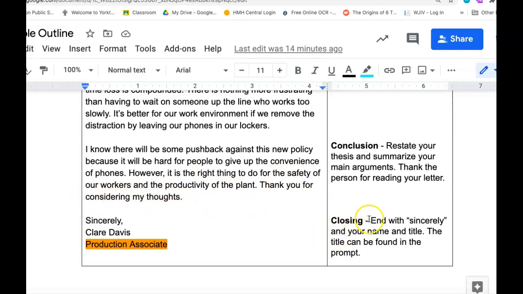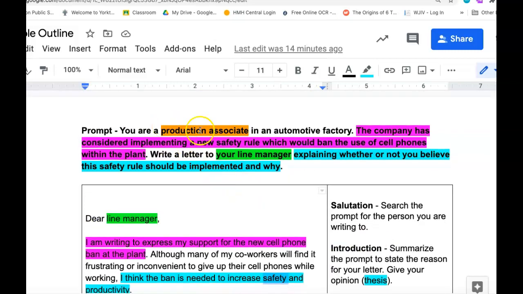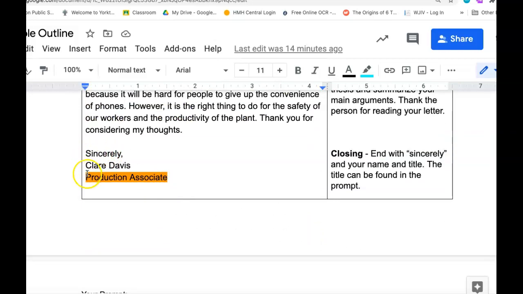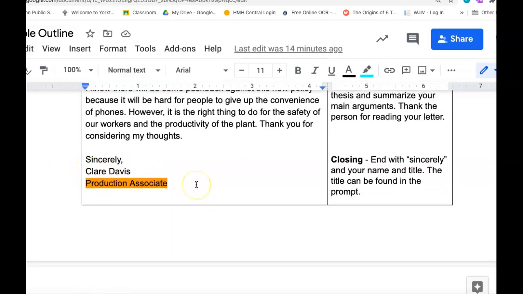Then you're going to have a closing. You need to end with sincerely, and then you put your name and your job title. The title can be found in the prompt, remember? Production associate. So I write, sincerely, Claire Davis, production associate. So sincerely, comma, and then name, and then on the line underneath it, you put your job title.